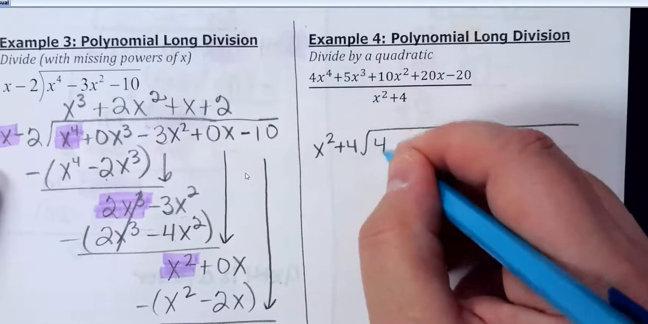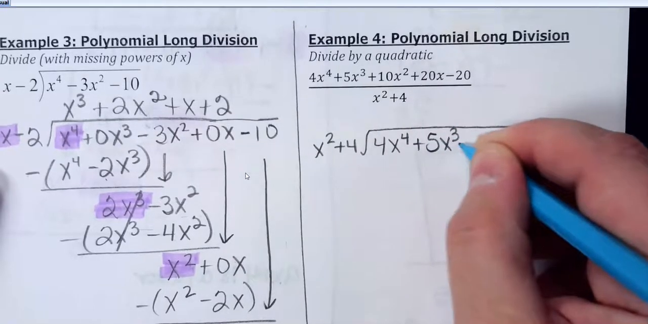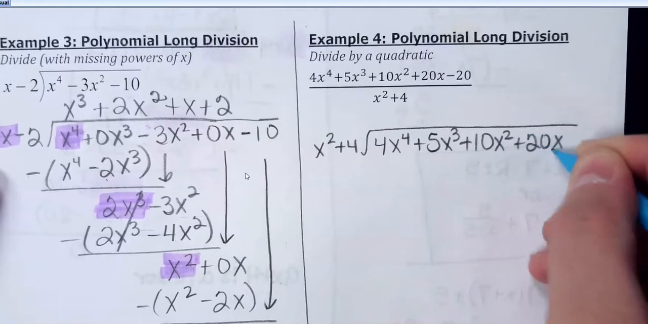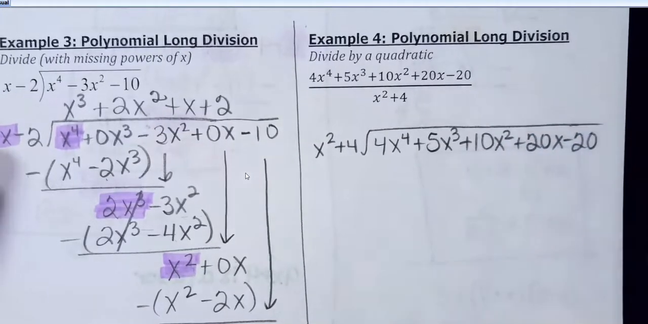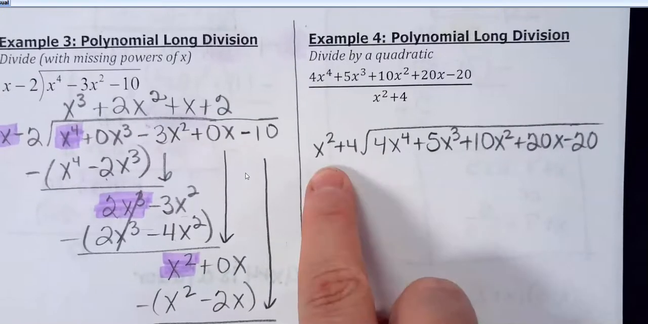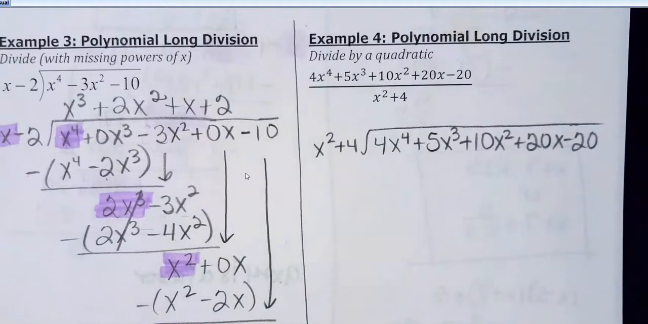I've got 4x to the 4th plus 5x cubed plus 10x squared plus, oh my gosh, this is long, 20x minus 20. Now this problem is a little bit weird because I have an x squared and then I have a 4. I don't have a term with an x. I would not, in this case, recommend putting a missing power of x on the outside. I would only recommend that to you on the inside. So we're going to show you how to work through this one.